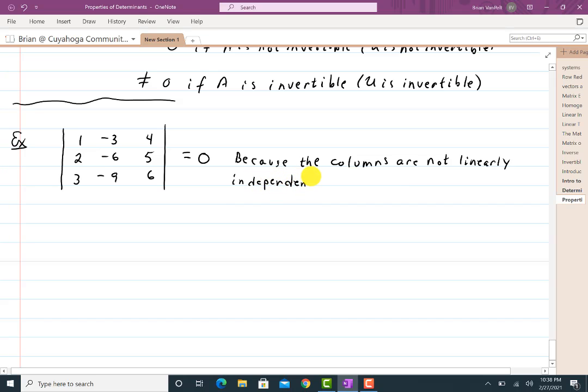Remember, the columns have to be linearly independent for the matrix to be invertible. So if you take a look at these guys right here, this column right here is negative 3 times the first column. So that's negative 3 times column 1. So you know that these 3 columns are not linearly independent. The matrix is not invertible. Therefore, its determinant is equal to 0.